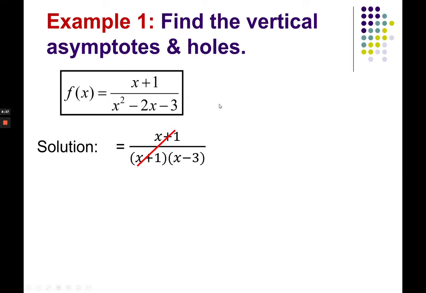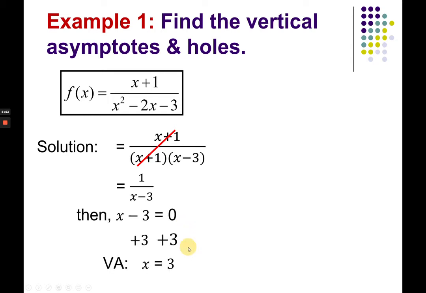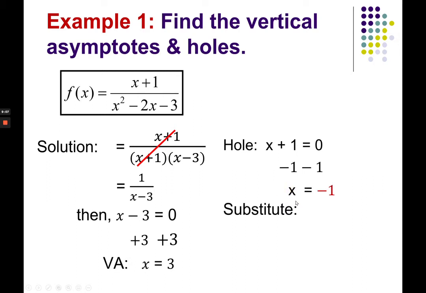Now, in your first example, the denominator x squared minus 2x factors as x plus 1 times x minus 3. X plus 1 is cancelled, and so your function is simplified as 1 over x minus 3. And so your vertical asymptote is located at 3. To locate your hole, since it's cancelled, we can use the factor x plus 1 equal to 0. Minus 1 on both sides. Our x-coordinate of the hole is at negative 1.